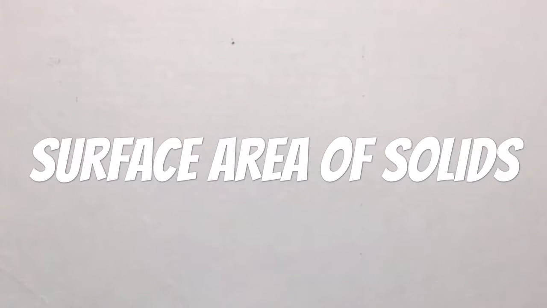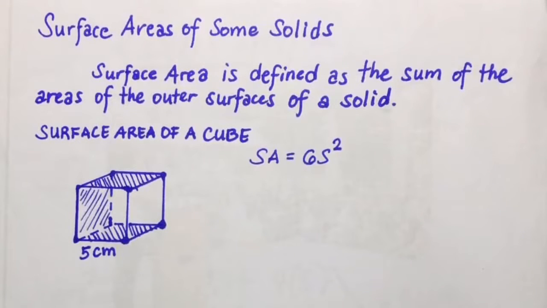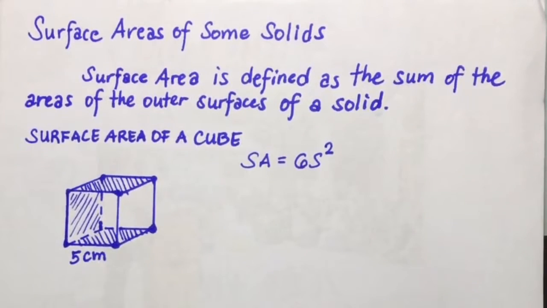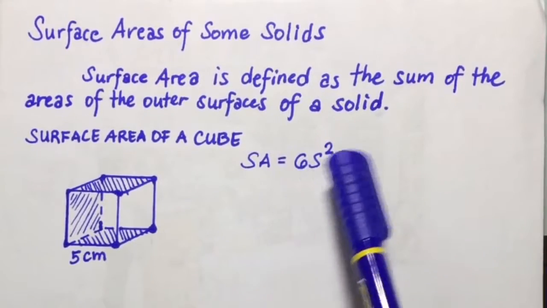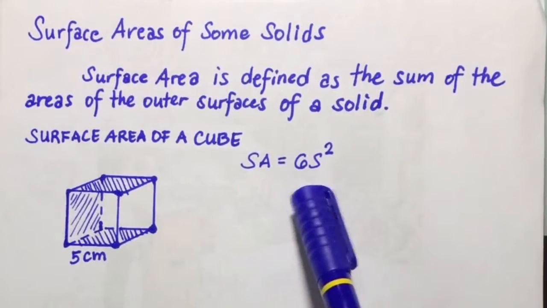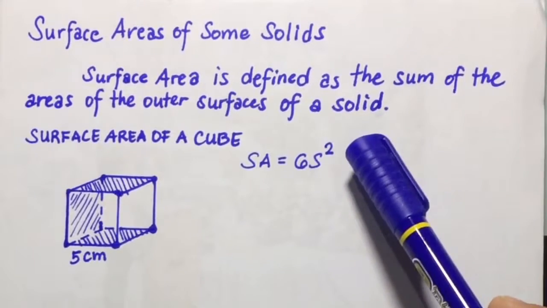Hi guys! My video for today is about surface area of solids. Surface area is defined as the sum of the areas of the outer surfaces of a solid. Let's have first the surface area of a cube. So surface area of a cube is given by surface area, or SA, equals 6S squared.